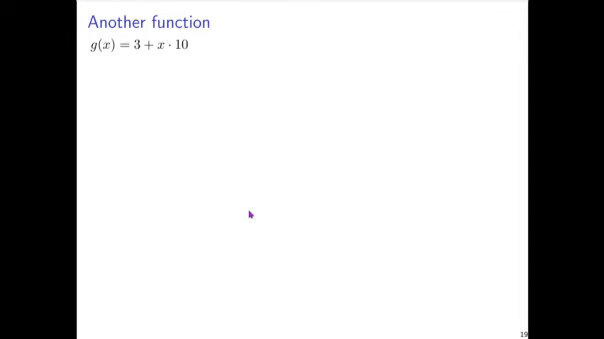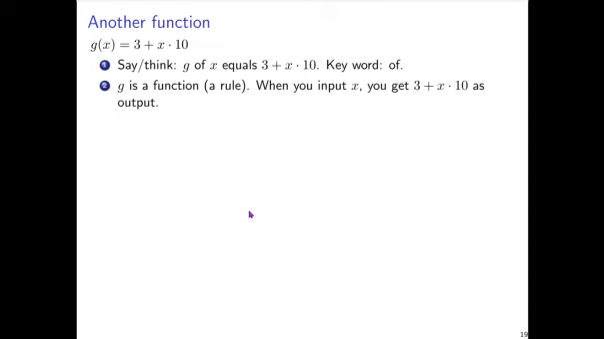Here's another function. g of x equals 3 plus x times 10. So say the word "of." The key word here is to think of g as a function or a rule. That is, when you input this thing called x, you get 3 plus x times 10 as output. So for instance, g of 6, take a look up here. The x that was there got replaced with 6. Otherwise, the rest of this line was copied directly down here.